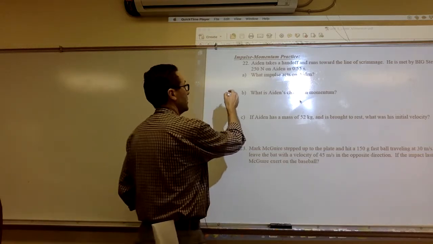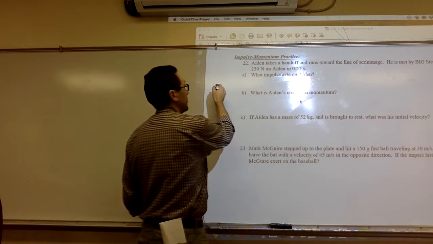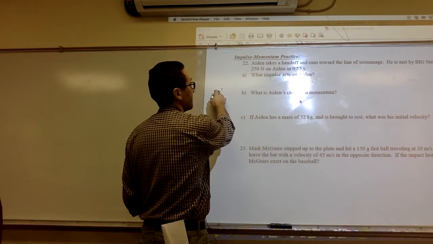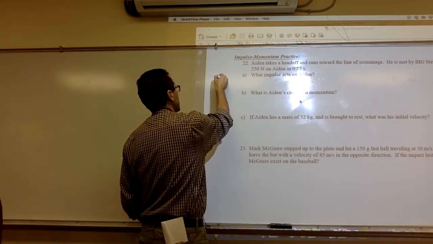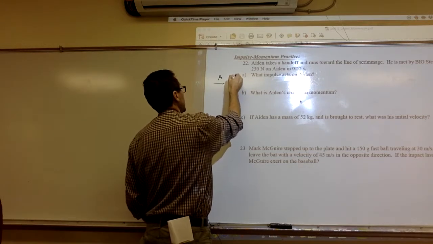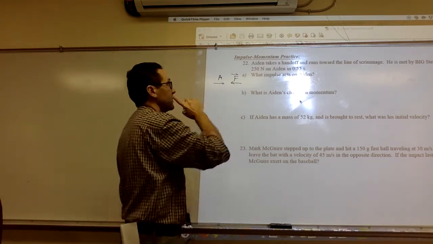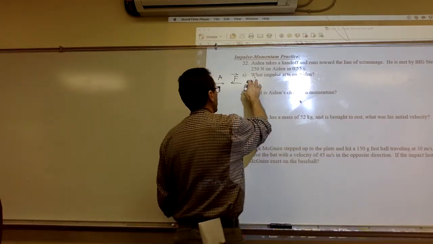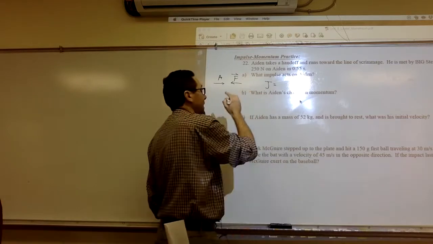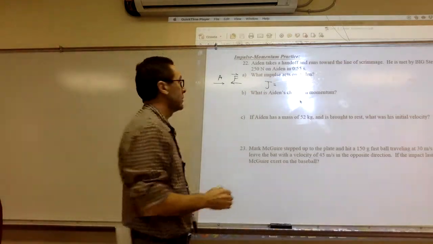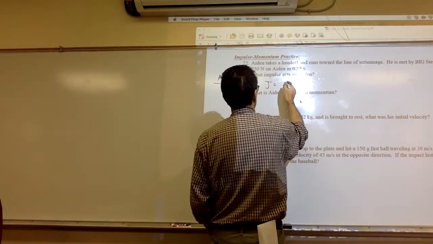So let's take a look. Let's just say Aiden is going right. So this is Aiden. Now Steve hits him with the force to the left. So if we look at right as positive, the impulse on Aiden has to be negative, because the force is going in the negative direction.